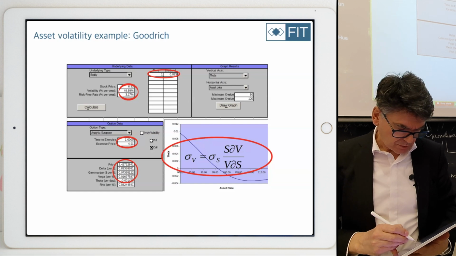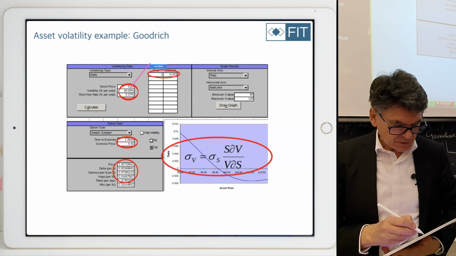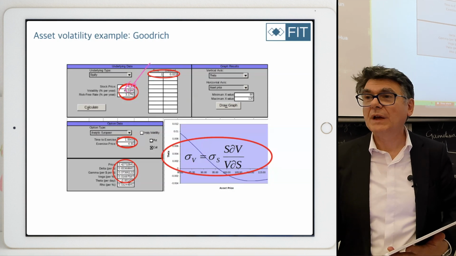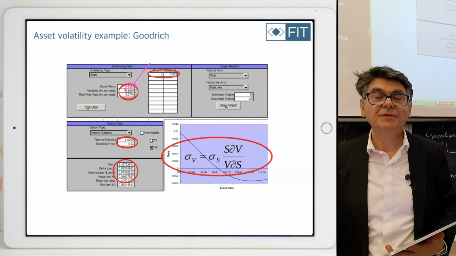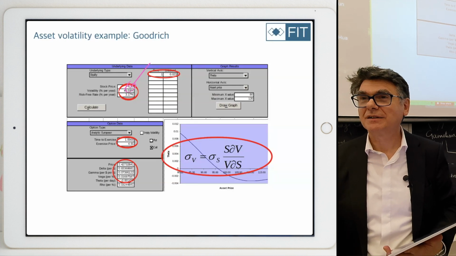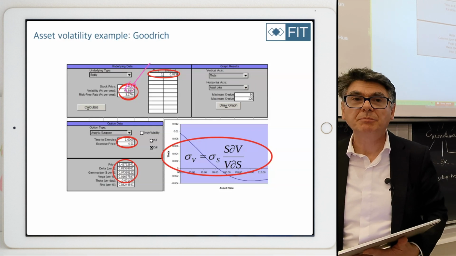I'm going to use a color which is different here. You see there, it says stock price. Well, that's not the stock price, it's the value of the assets. Because in this calculator, stock is the underlying. The underlying are the assets. And the assets for Goodrich are $6.8 billion.